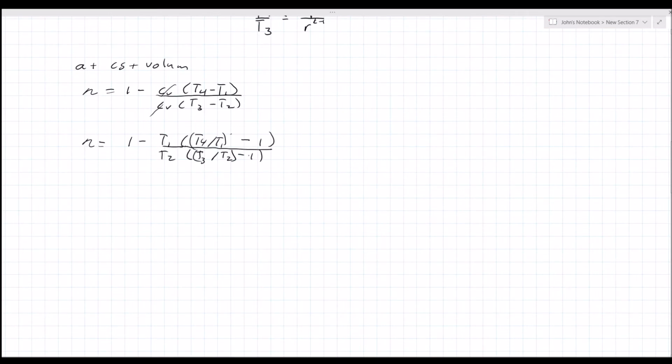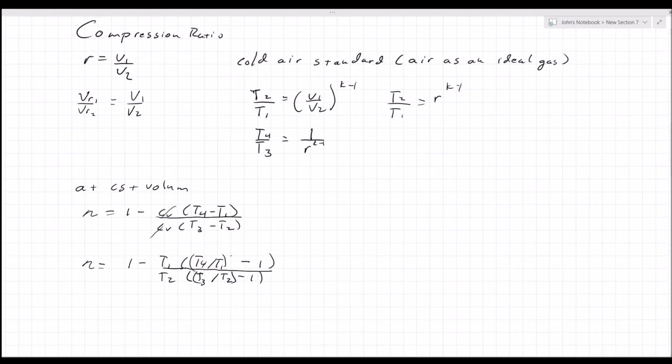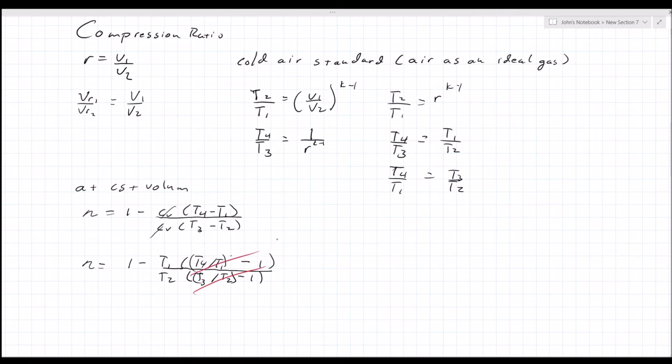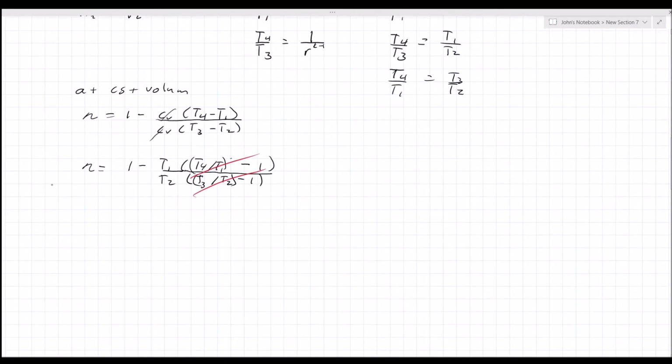And now you're going to wonder why I brought up that ratio sooner. Well, this is why. Because if you notice this, T4 over T3 is equal to T1 over T2. Therefore, T4 over T1 is equal to T3 over T2. Therefore, these cancel out. And you get your efficiency is equal to 1 minus T1 over T2, which is equal to 1 minus 1 over R to the K minus 1, where, remember, under cold air standard conditions, K is equal to 1.4 for air.